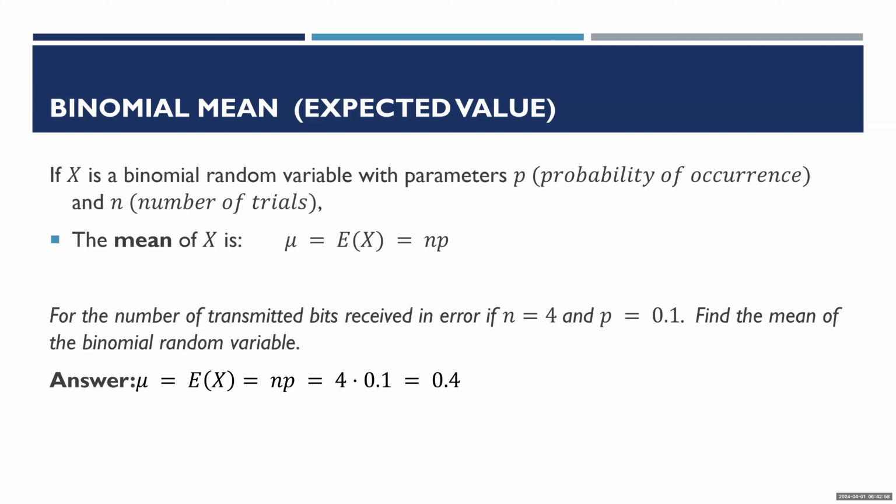So the mean of a binomial experiment is simply multiplying N by P. And it really is as easy as it sounds. As you see in this example, if you have 4 trials and you have a probability of occurrence of 0.1, then the mean for this binomial function is 4 times 0.1 or 0.4.